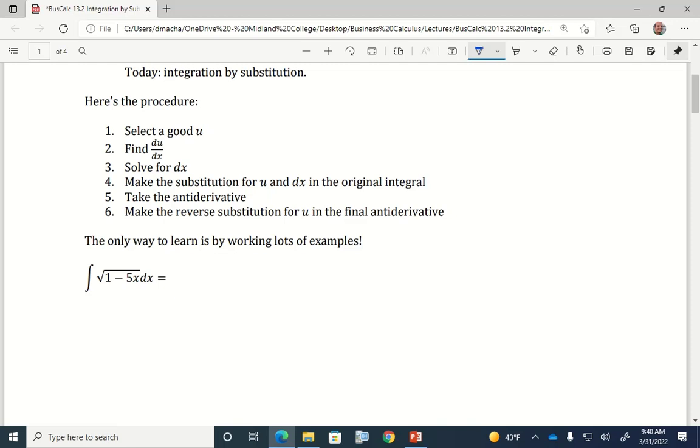Then step number 4, you're going to make the substitution. So you're going to look at your original integral, and then you're going to use that lowercase u to substitute in for that expression. You're going to use that formula for dx that you just found to substitute in for the dx in the original integral. Then you're going to take the antiderivative, which should be easier if you chose the correct lowercase u. And then we're going to make the reverse substitution so that we can put our final answer in terms of x and instead of u.